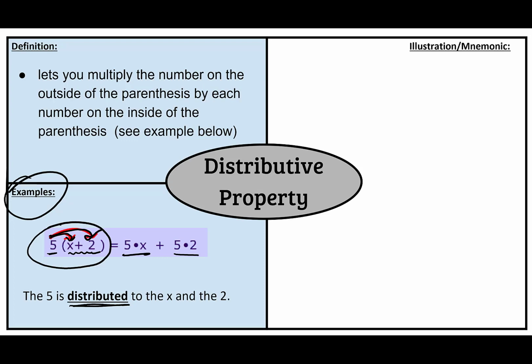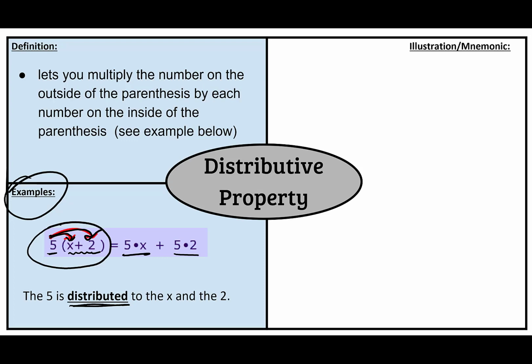So that is the essential component behind distribution: we're taking a number outside of the parentheses, and it lets us multiply that number by each number and/or variable on the inside of the parentheses.